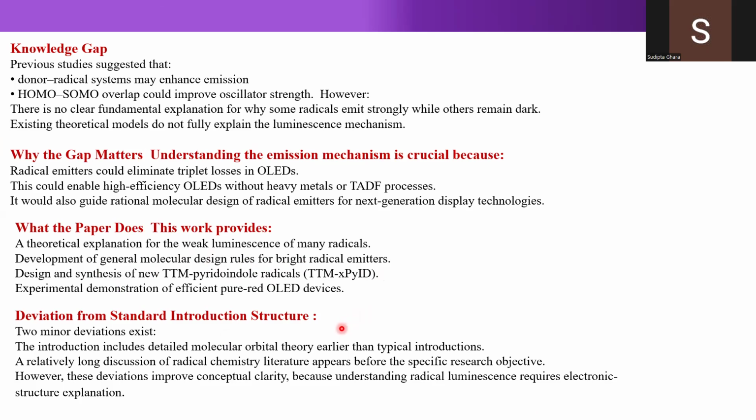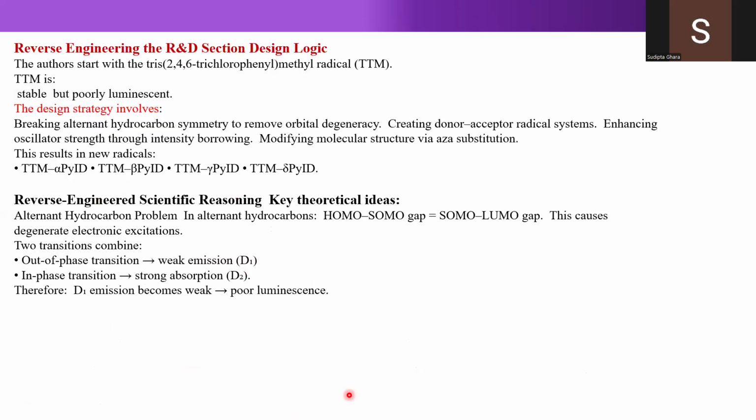Now, deviation from the structure of the introduction. Two minor deviations exist. The introduction includes the detailed molecular orbital theory earlier than a typical introduction. A relatively long discussion of the radical chemistry literature appears before the specific research objective. However, these deviations improve the conceptual clarity, because understanding radical luminescence requires the electronic structure explanation.